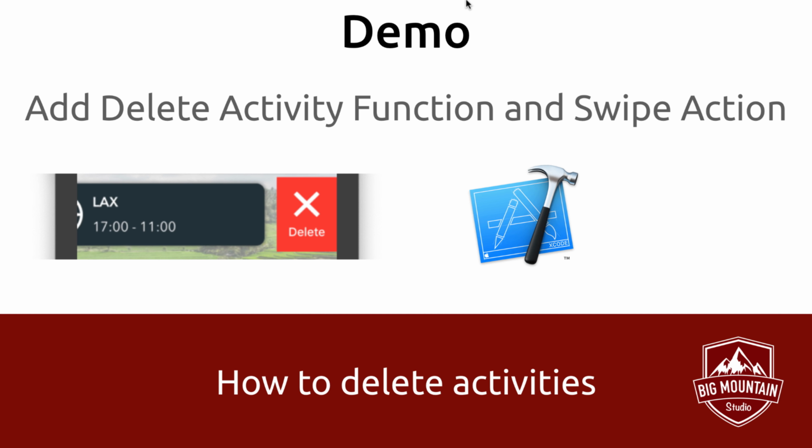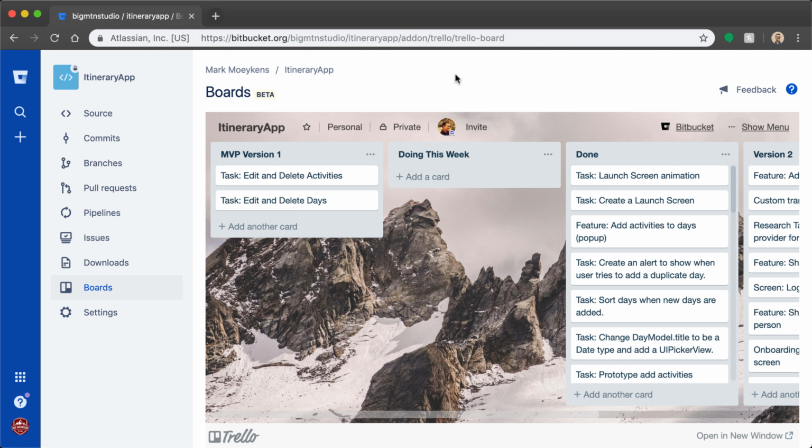Okay, we'll jump into our project and get started by adding that delete function to our activity model. Once we have that, then we'll move on to the swipe action. But before we get into that, let's take a look at our task board.